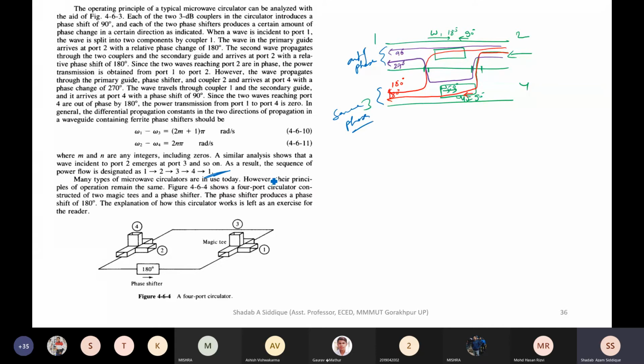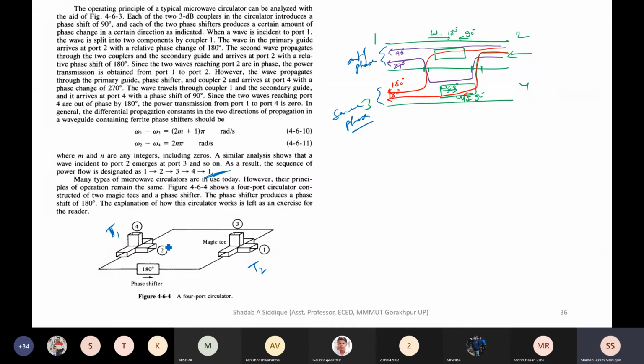In one type of circulator, we have taken two magic Ts: magic T1, or E-H plane T, and magic T2. So two magic Ts are taken here, and you know a magic T has 4 ports: 1, 2, 3, 4.